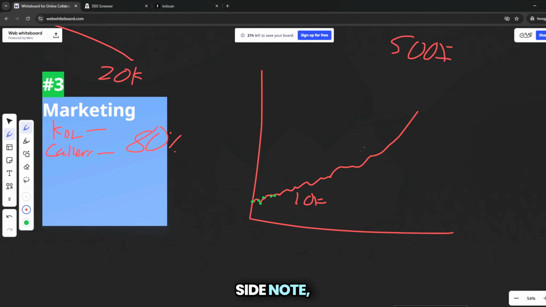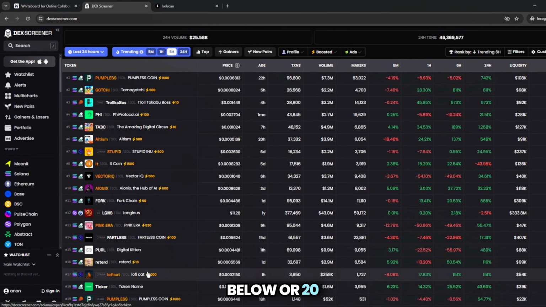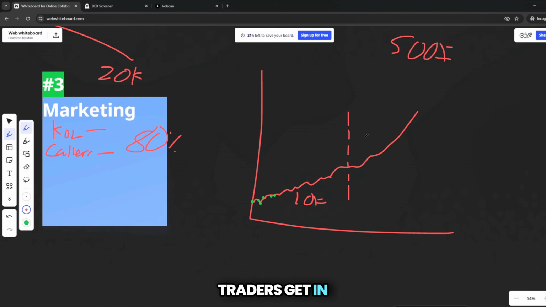As a little side note, this is where the average trader gets in. They don't get in at the start because they don't see it. They don't get in as it's starting to pump because it's still not trending on Dex Screener. But as soon as it hits Dex Screener trending, as soon as it's 10 or below, or 20 and below, that is when traders get in, and that is when you see the biggest push in price.